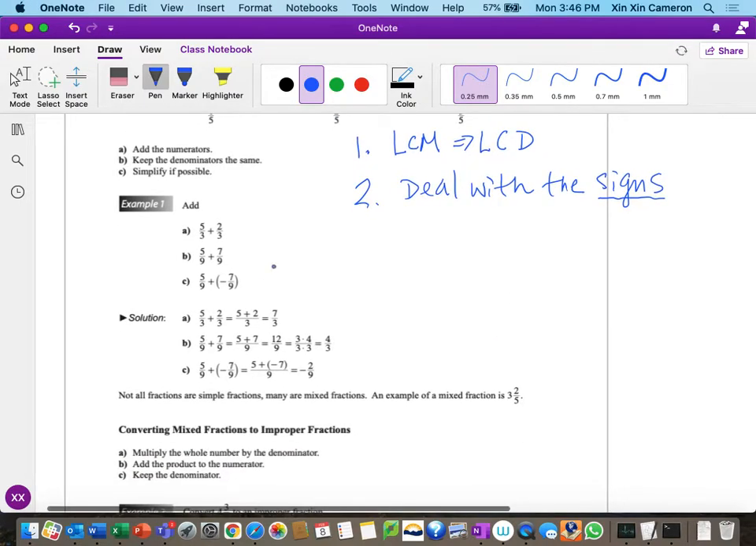Now, for example, 5 over 9 subtract 7 over 9. In this case, thank God we don't have to deal with a common denominator issue, since it is the same denominator, 9. On top, we do the integer calculation: 5 subtract 7 is negative 2. I'm not going to repeat this, as it was already taught in the previous section. We rewrite it as negative 2 over 9. Okay, that's done.